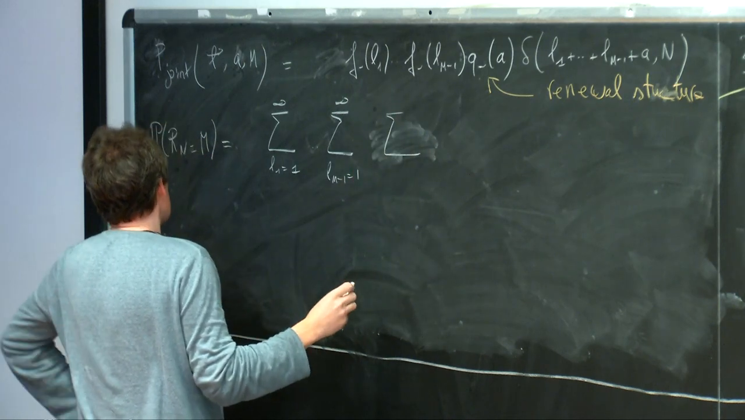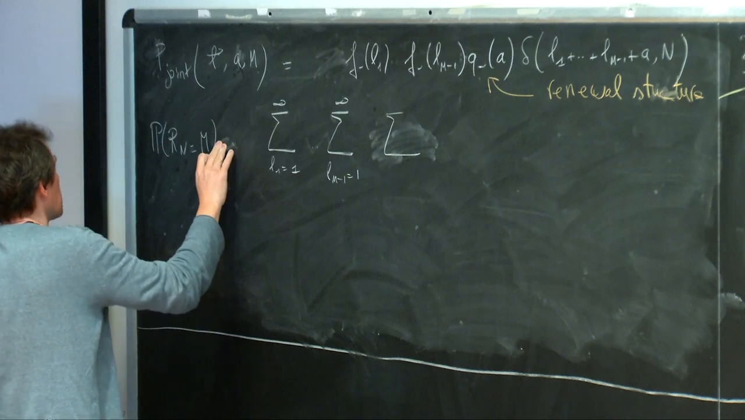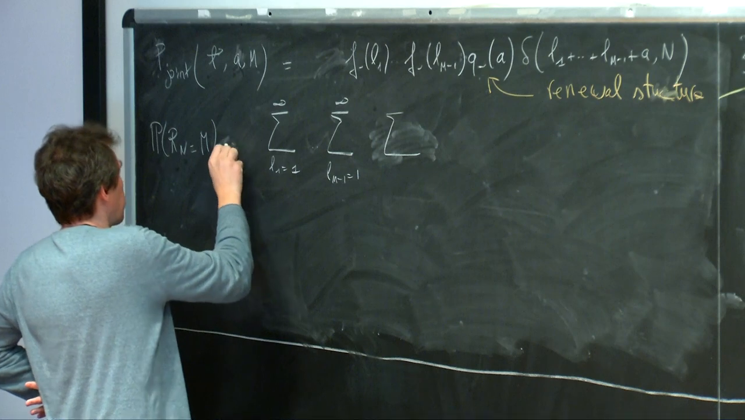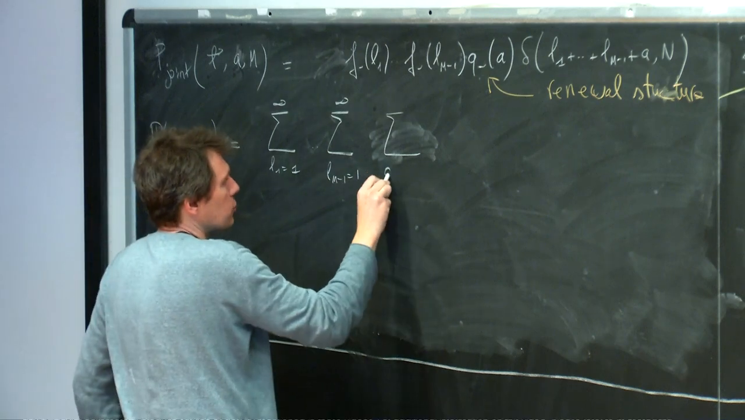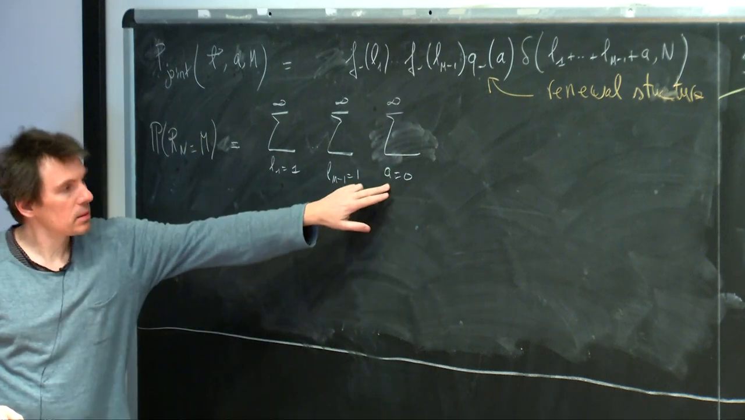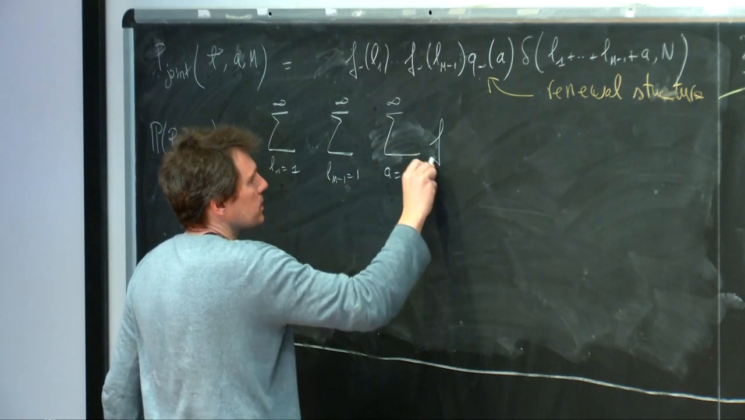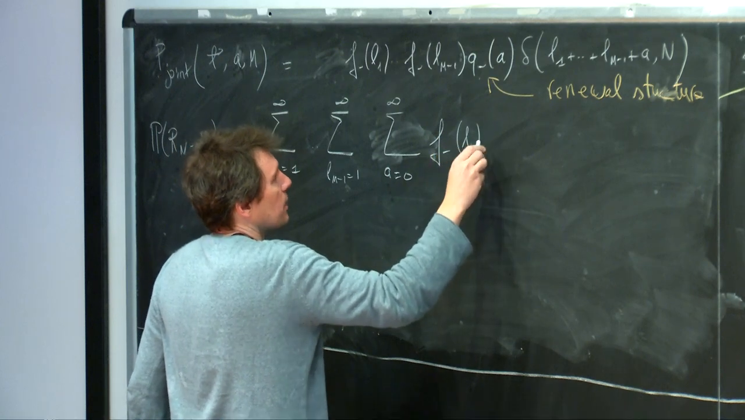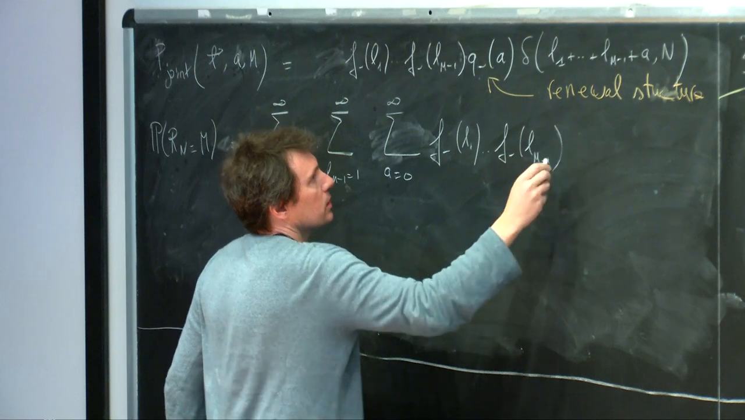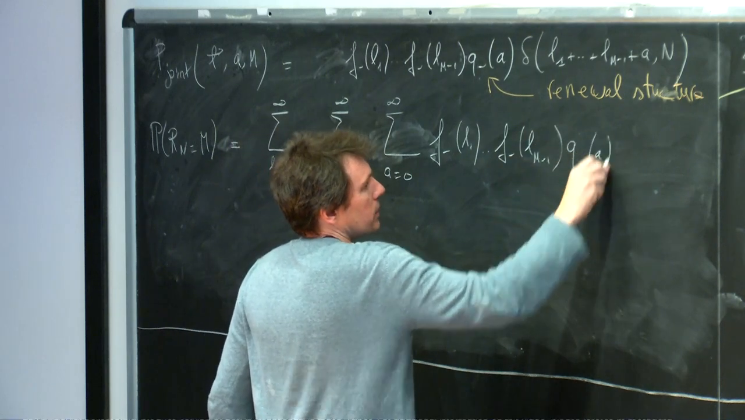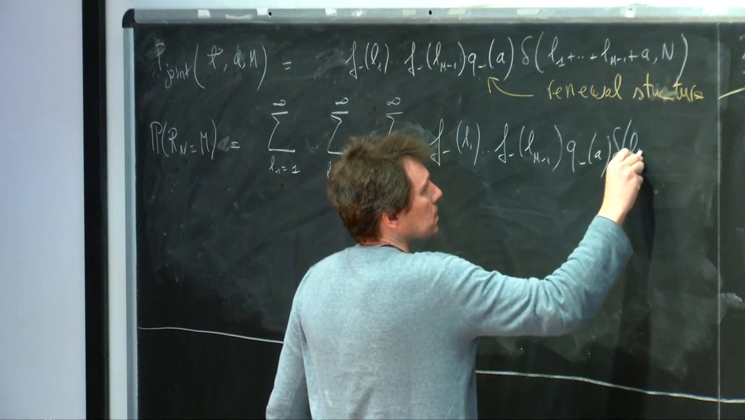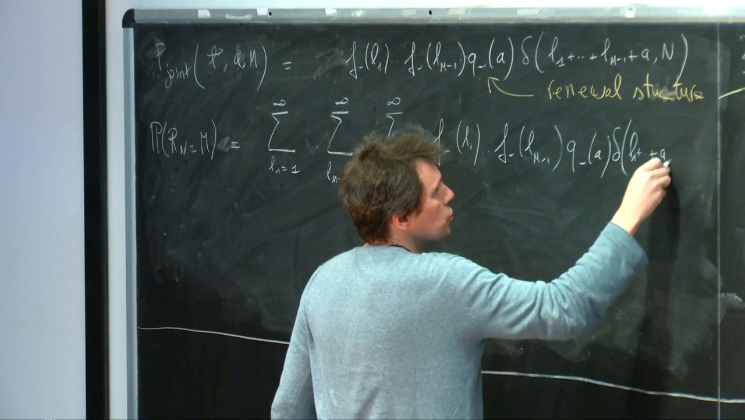And this additional sum, let's write it this way. I have to sum from a equal to 0. You remember that the Li start at 1, but a can be 0 also, of this quantity: F of f minus of L1, f minus of L m minus 1, q minus of a, and I have this delta function. So again, it's really now a convolution of these different laws.